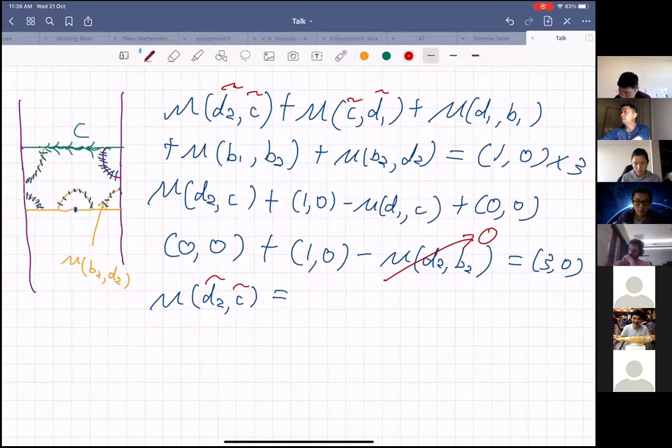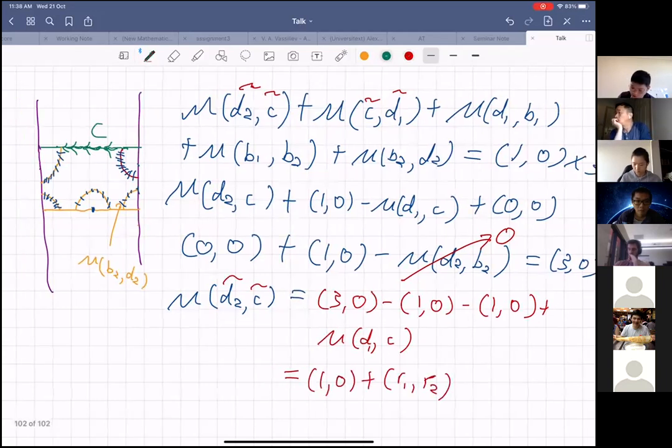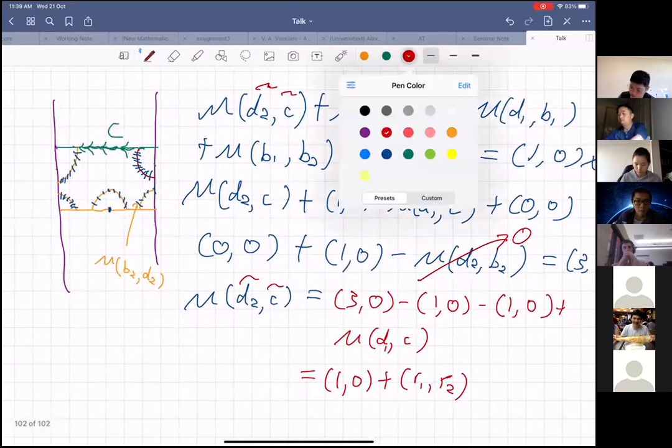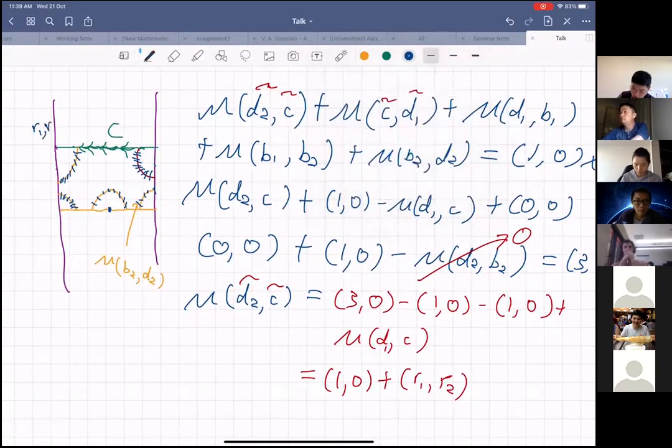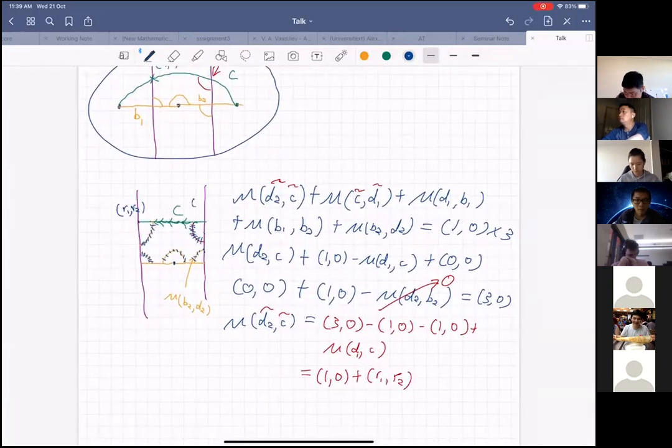So what I get is 3, 0, minus 1, 0, minus 1, 0, plus mu D1C. And then this is what? This is 1, 0, plus R1, R2. So that means if you give me R1, R2 here, I go up. And then this is fixed to be R1 plus 1, R2. So you know part of the curve, everything you know.